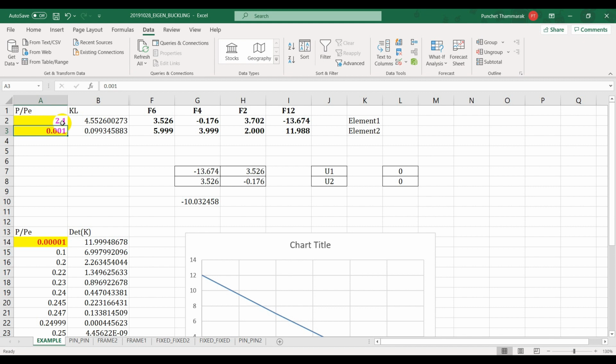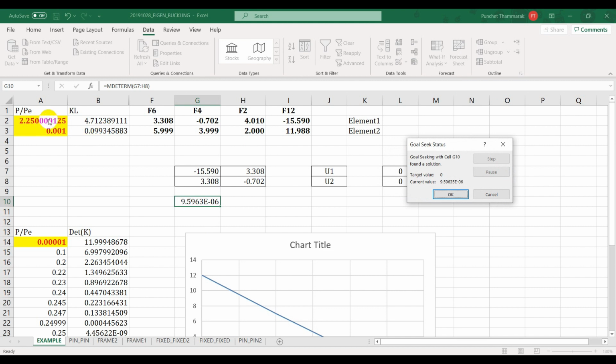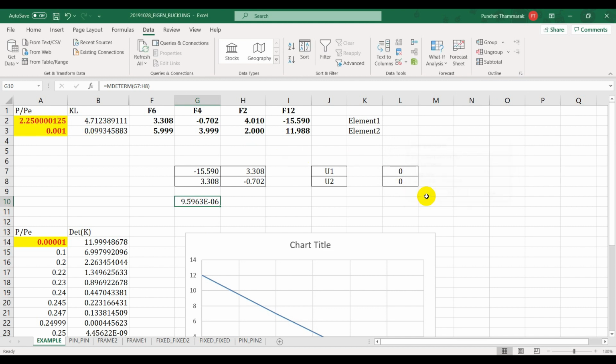Okay, let's start with 2.1. I think this is going to be the second root of the buckling load. So 0 and here. Okay, you get this second root, 2.25. But you are not looking for the second root, right?